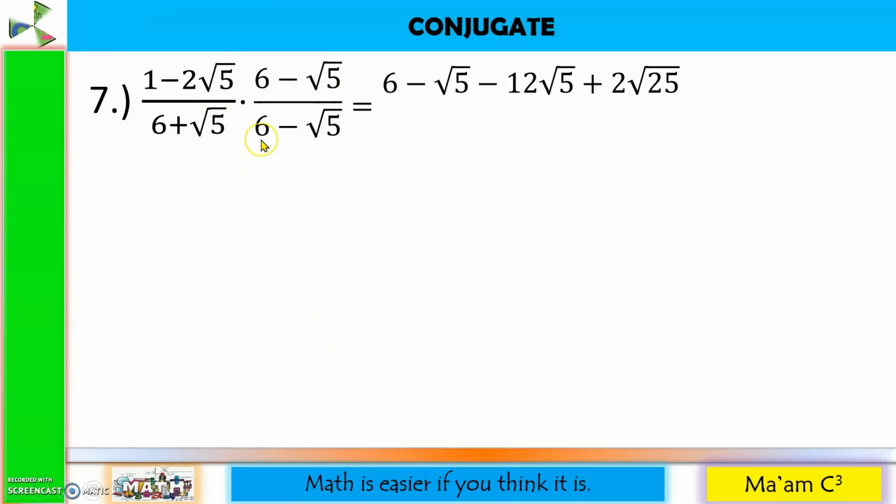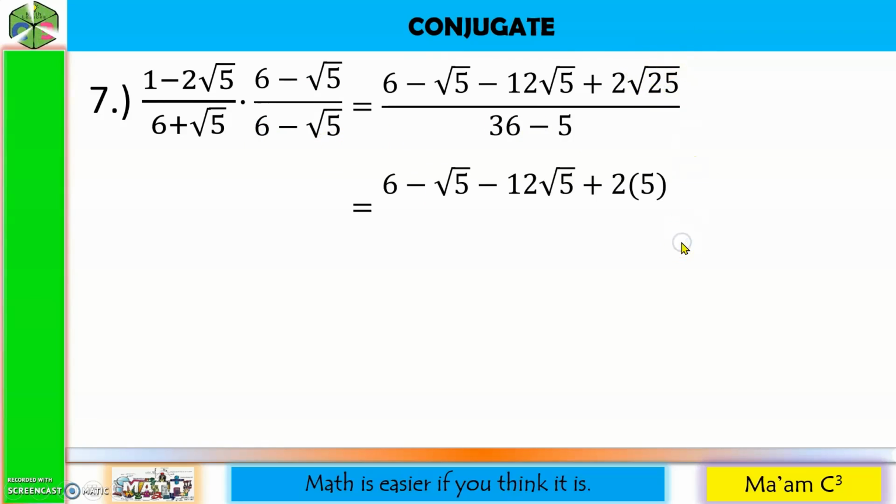For the denominator, 6 squared is 36. Always minus. Square root of 5 squared is 5. Square root of 25 is 5, so let's factor it out. 36 minus 5 is 31, and then we have 6.